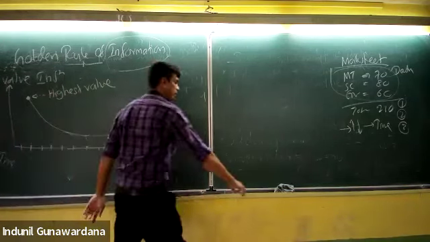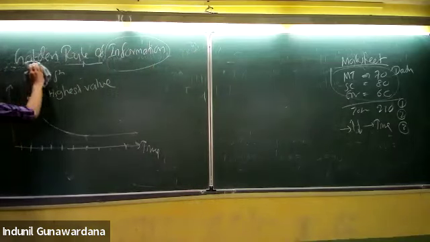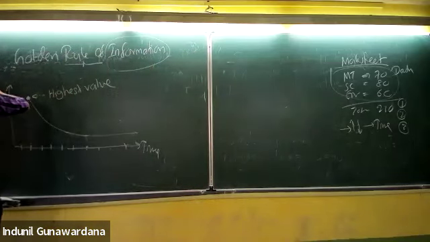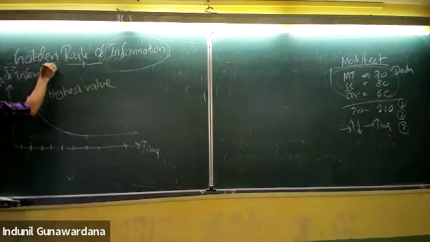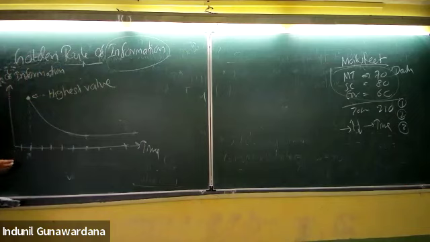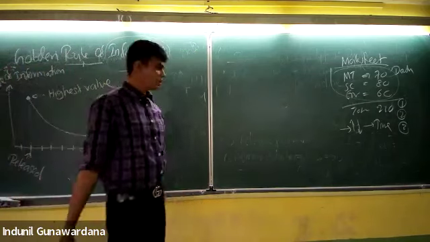Right. Then shall I take this graph quickly? You may label the axis as value of information. Then this is the time where the information was released. At that time, the highest value is there and it's exponentially reducing, while from a certain time onwards, it's going to be fixed.